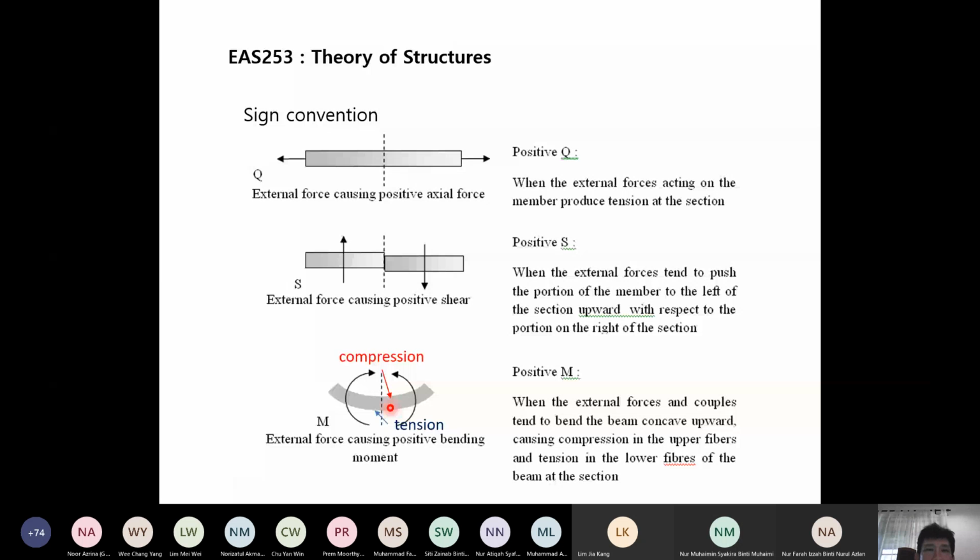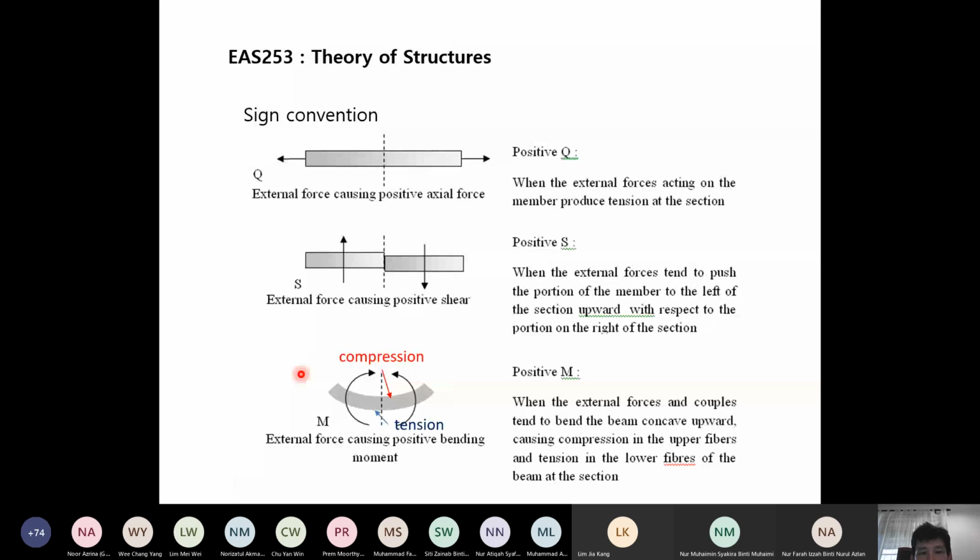So positive axial force means that section is in tension. Positive shear means at that section, the left-hand side of that section tends to be pushed up relative to the right-hand side. And positive bending moment means that the beam will bend at that particular section concave upwards like this, causing compression at the top fiber and tension at the bottom fiber. This is for bending moment, class.